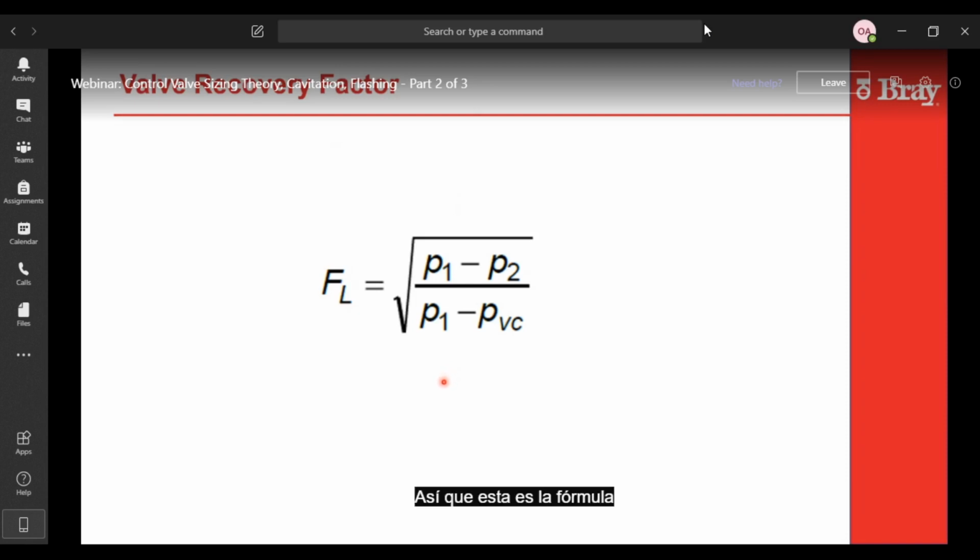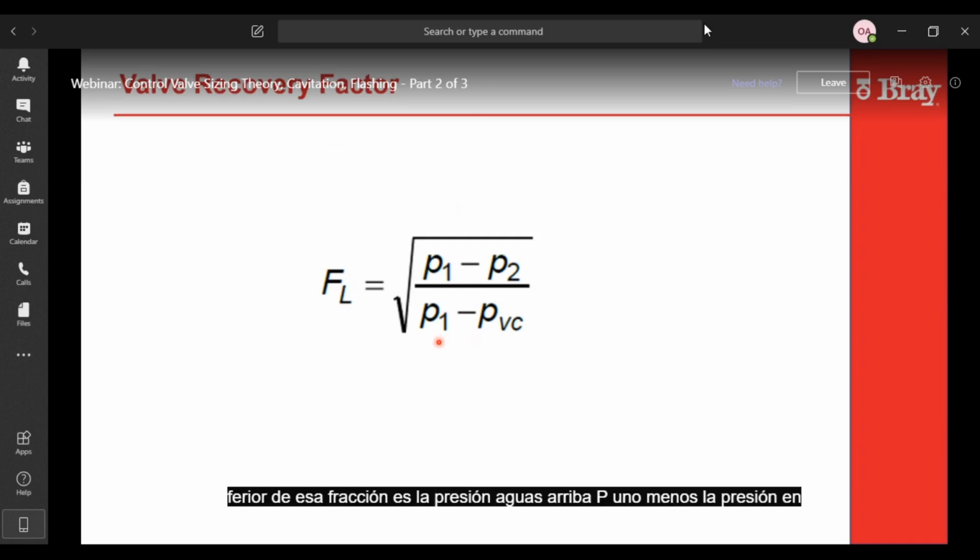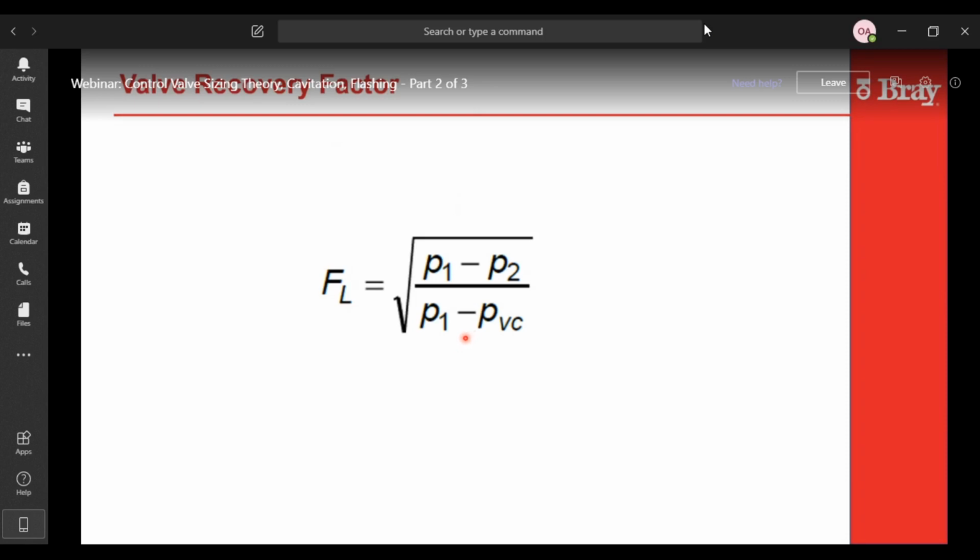So this is the basic formula to determine the valve recovery factor, F sub L. On top is P1 minus P2, which we just defined as the differential pressure. And the bottom of that fraction is the upstream pressure, P1, minus the pressure at the Vena Contracta, which is done by testing of each valve geometry.